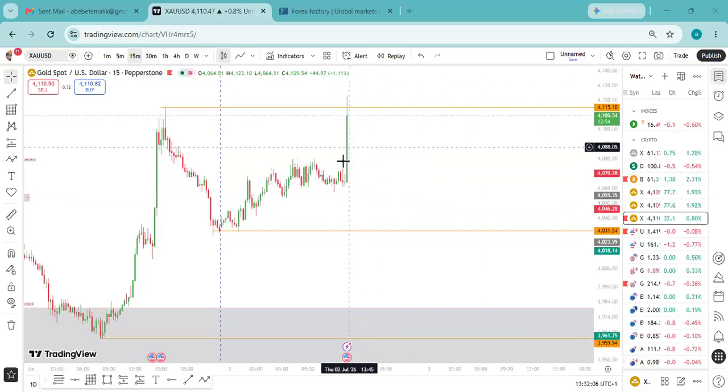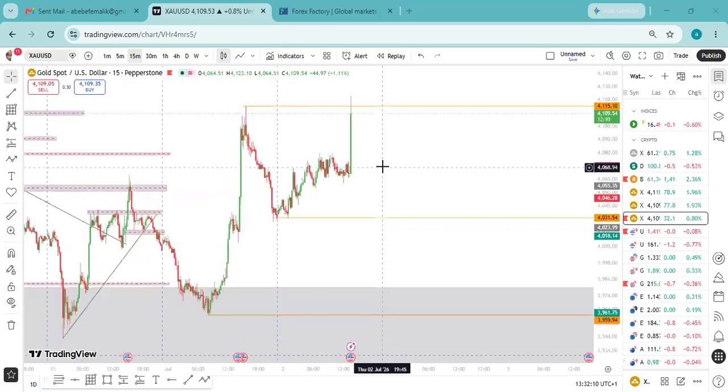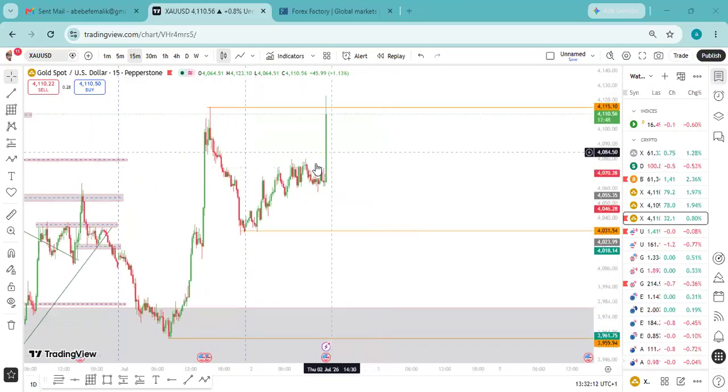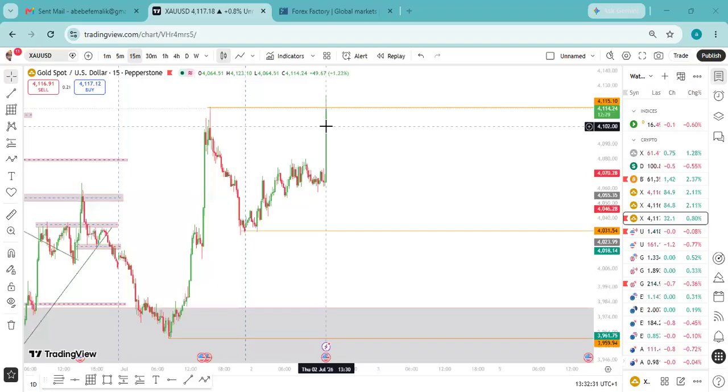So the idea basically is let's see how this candle closes within the next 15 minutes, and then we know what to do, right? But for now, we'll just keep managing the trade. I've closed out on two small accounts, and I'm just going to leave one running. That's the way I can manage it.